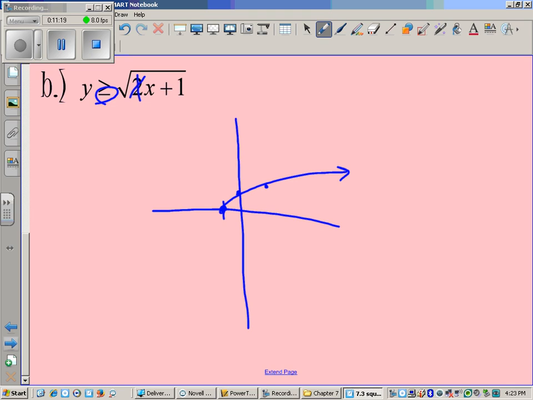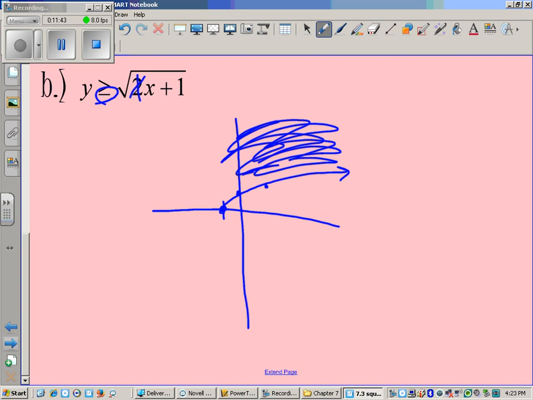Now I need you to shade. This says y is greater than. If y is greater than, where would you shade? You should be shading above your line. Okay? The only difference on the inequalities is your lines. Is it a solid line or a dashed line? And where are you shading? Are you shading above or below?